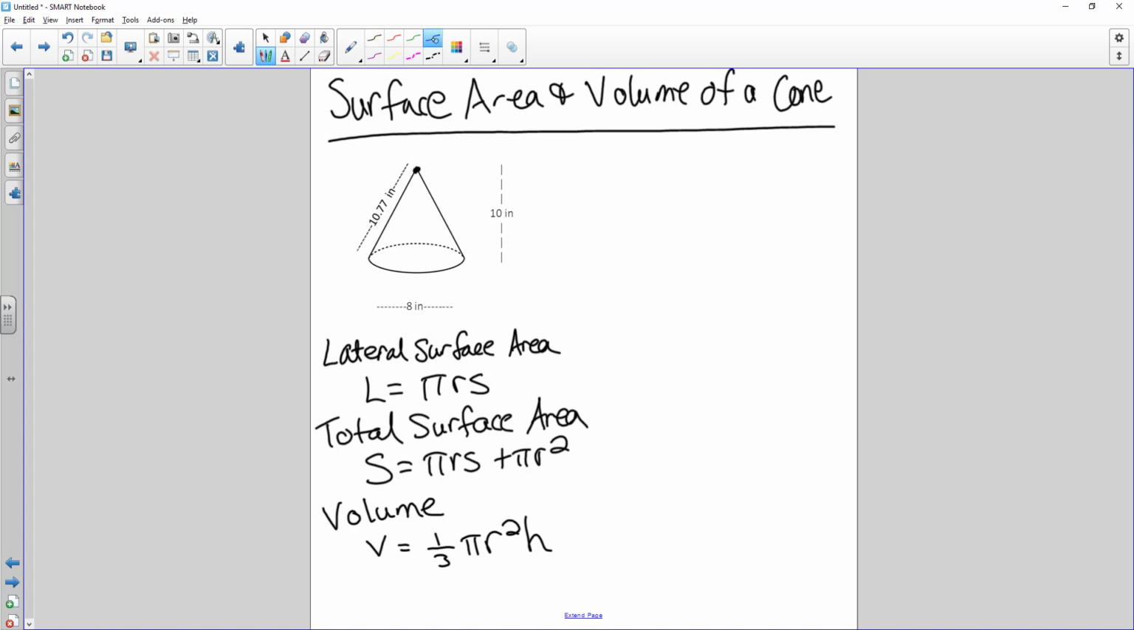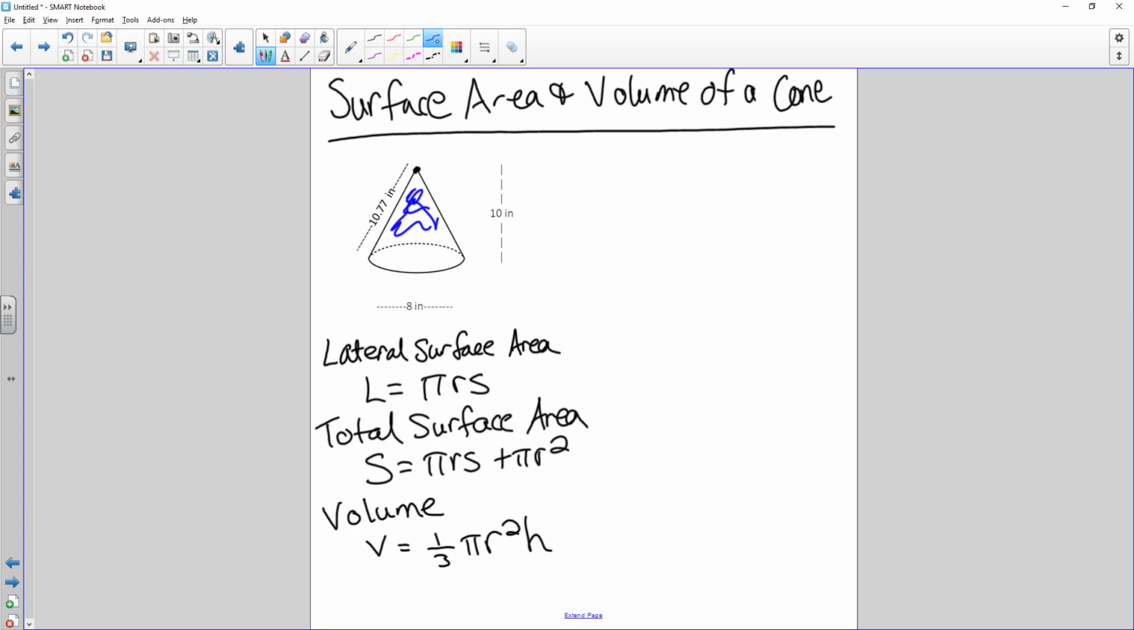So the lateral surface area, we're talking about the area of the sides. If you think of an ice cream cone, a sugar cone, it would be the actual area of the sugar cone, where the top is open.